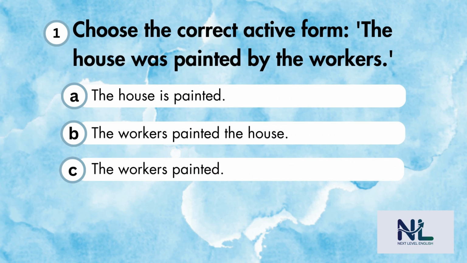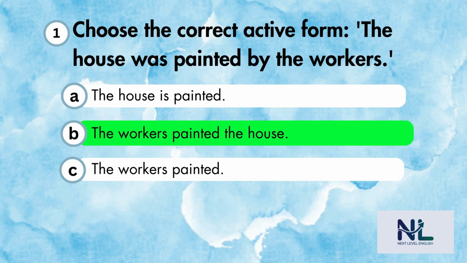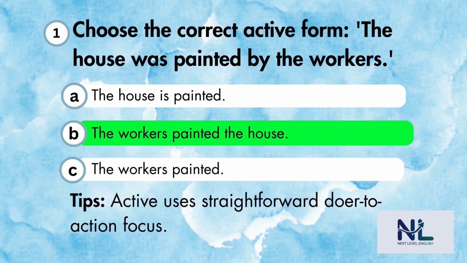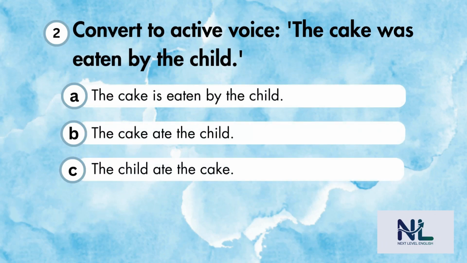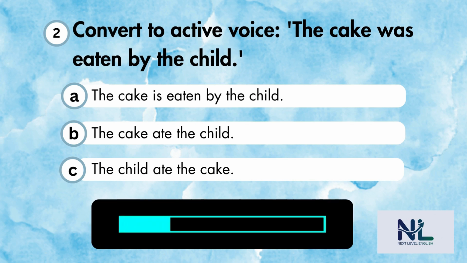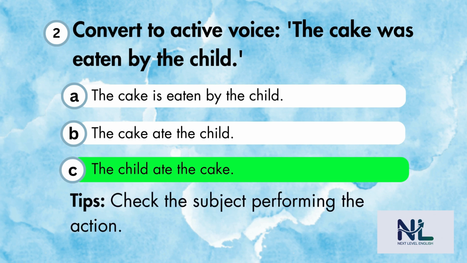The house was painted by the workers. The workers painted the house. Tips: active uses straightforward doer to action focus. 2. Convert to active voice. The cake was eaten by the child. The child ate the cake. Tips: check the subject performing the action.